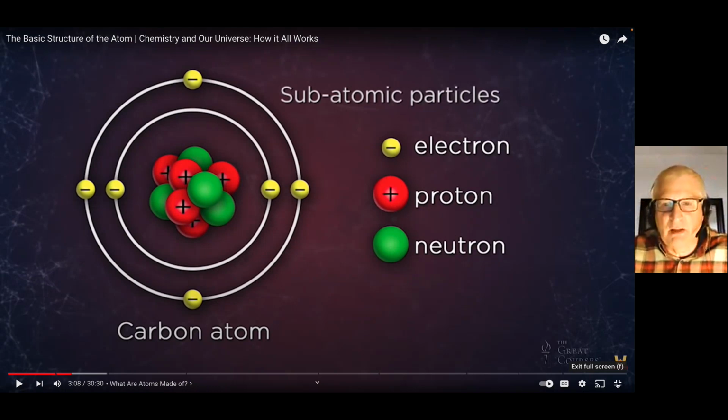Let's go back and take a look at some of our vocabulary for today. So, Frank, would you read the first one? Yes, an atom is the basic unit of a chemical element. So we need to understand what a chemical element is. Okay, Susie, the next one, please.